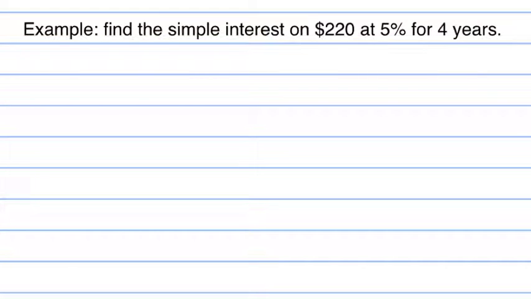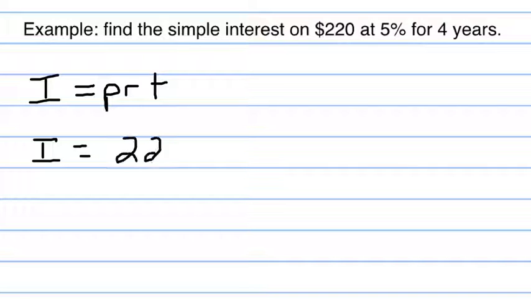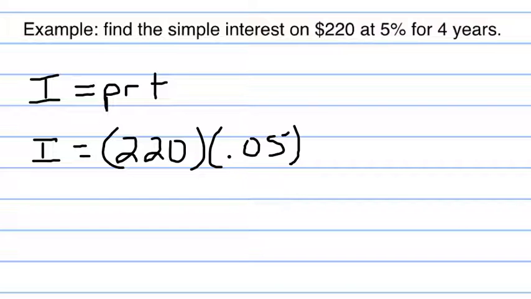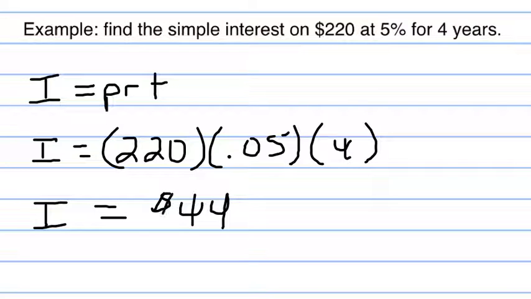Okay, let's do another example. Let's find the simple interest on $220 at 5% for 4 years. So the first thing I'm going to do is write down my formula, I equals PRT, and then I'll go ahead and substitute numbers into my formula. I equals, well, the principal is $220, so I'm going to multiply $220 times 5%, which is 0.05 as a decimal, times 4 years. When I put those into my calculator and multiply those out, I'm going to get $44 of simple interest over 4 years.